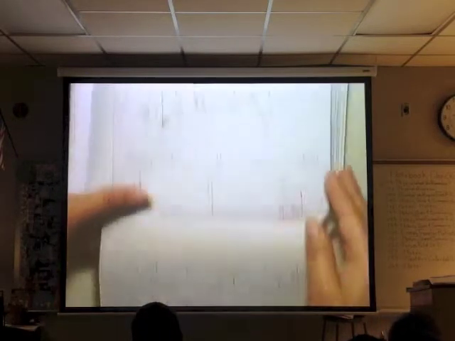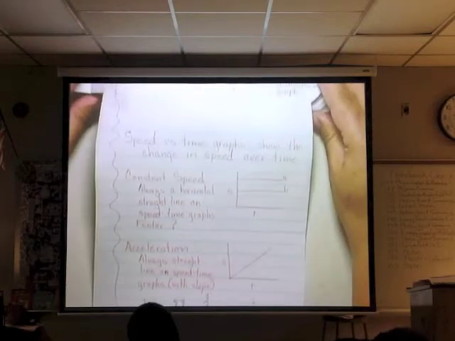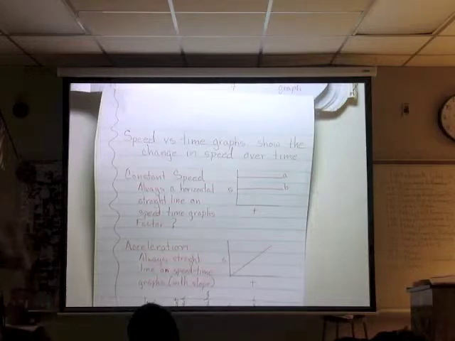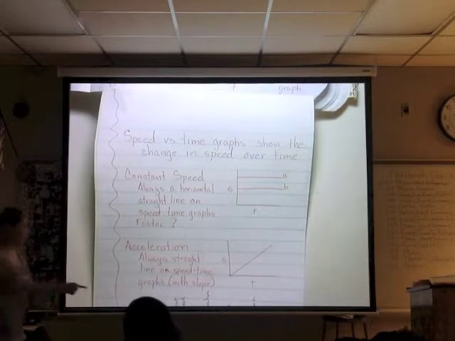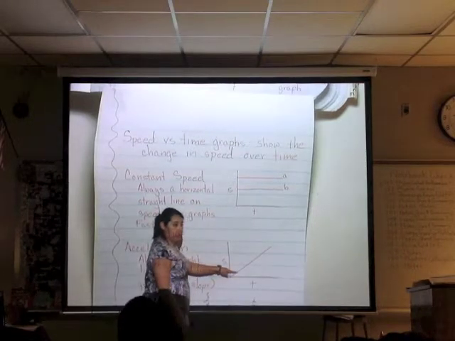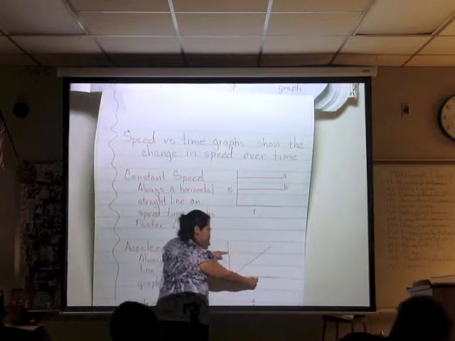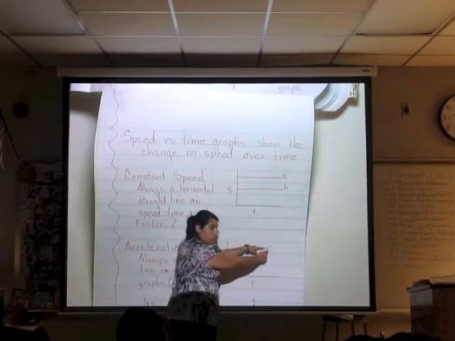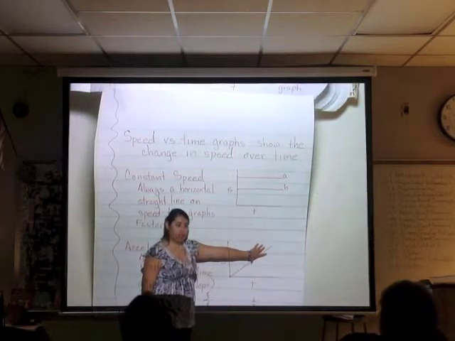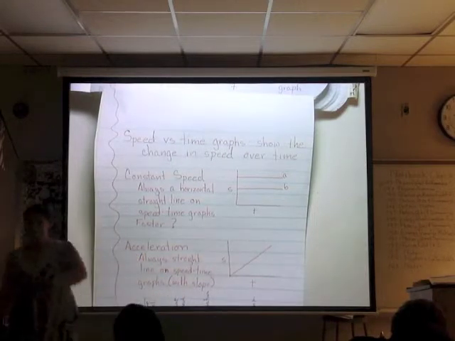Okay? So now let's look at acceleration. Acceleration is always a straight line with a slope on a speed time graph. Because right here, at 1 second, my speed was 1. At 2 seconds, my speed was 2. At 3 seconds, my speed was 3. At 4 seconds, speed was 4. So isn't that increasing speed? So that's acceleration. Now what does this look like in a distance time graph?